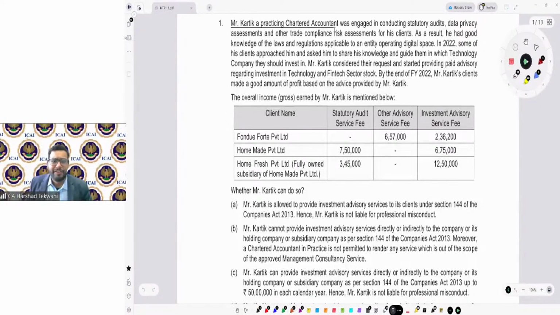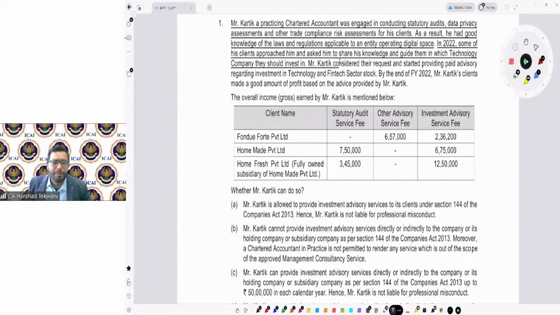Mr. Karthik, a practicing chartered accountant, was engaged in conducting statutory audits, data privacy assessment, and other trade compliance risk assessment for his clients. As a result, he had good knowledge of the laws and regulations applicable to entities operating in digital space. In 2022, some of the clients approached him and asked him to share his knowledge and guide them on which technology company they should invest in. Mr. Karthik, considering their requests, started providing paid advisory regarding investment in technology and fintech sector stock.